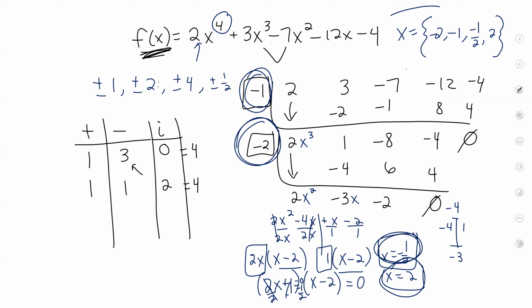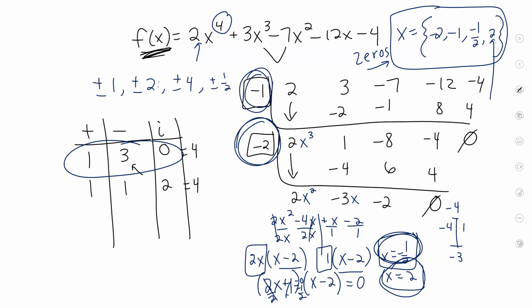Those are my zeros. And look, it matches this. I got 1 positive answer and 3 negative answers. No imaginary ones. And what did we use? We used the Descartes Rule of Signs to figure out the table. And we used the Rational Zeros Theorem to figure out possible rational zeros.